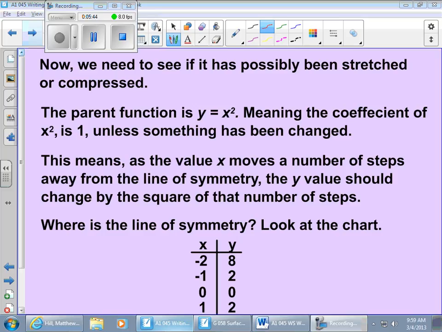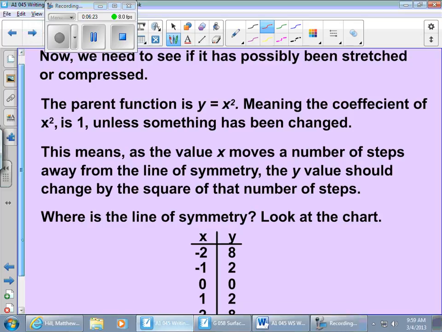What this means is, as the x value moves a number of steps away from the line of symmetry, the line of symmetry is sitting right there where the graph crosses the y-axis. As we change x one step away, that's going to move one step to the left and one step to the right of the line of symmetry. We can continue to take more and more steps away from the line of symmetry of the parabola. So as x moves a number of steps away from the line of symmetry, the y value should change by the square of that number of steps. Now, it may sound confusing, but I'll show you what it means in just one moment.